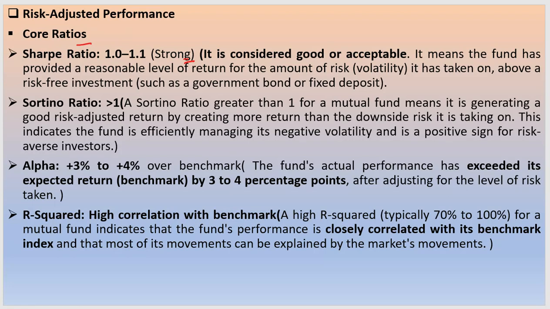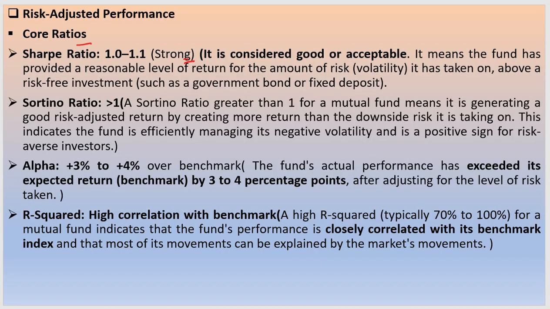Sortino ratio greater than 1. A Sortino ratio greater than 1 for a mutual fund means it is generating a good risk adjusted return by creating more returns than the downside risk it is taking on. This indicates the fund is efficiently managing its negative volatility and is a positive sign for risk averse investors.